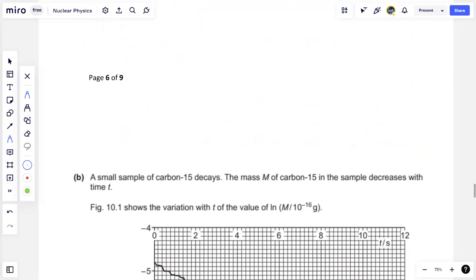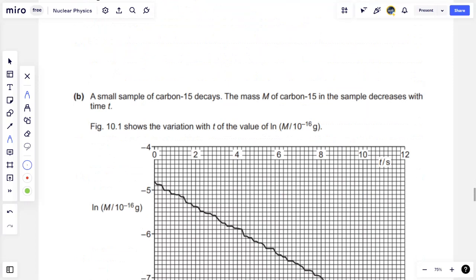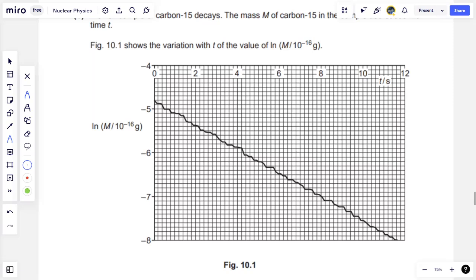Okay, obviously this is leading somewhere. Question will never end there, right? A small sample of carbon-15 decays. The mass m of carbon-15 in the sample decreases with time t. So we are given a graph. Figure 10.1 shows the variation with time of the value of log m, and m is measured in 10 to the minus 16 grams. Remember, the log of something has no unit. What's inside the log can have a unit, but the log is simply giving us an exponent, which physically cannot have a unit. It makes no sense.